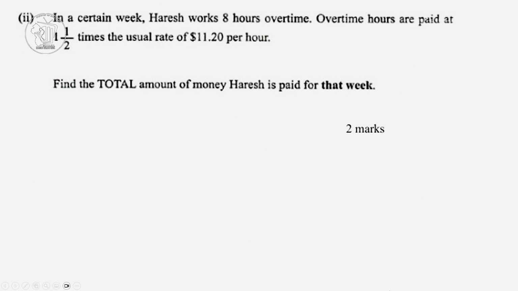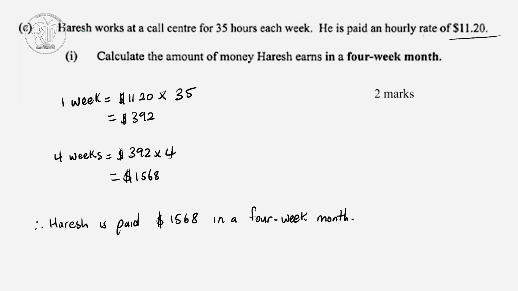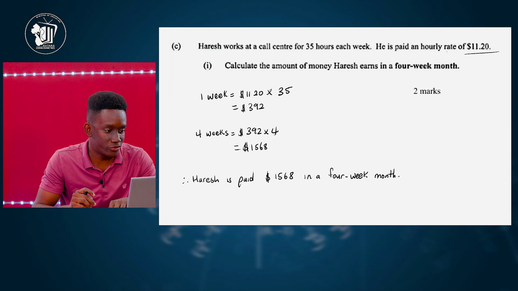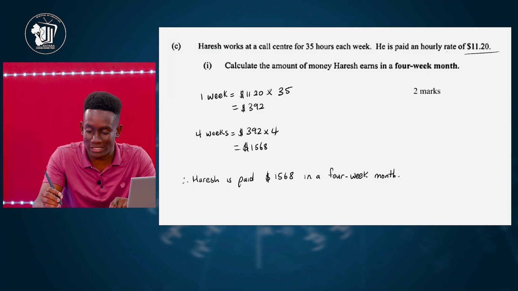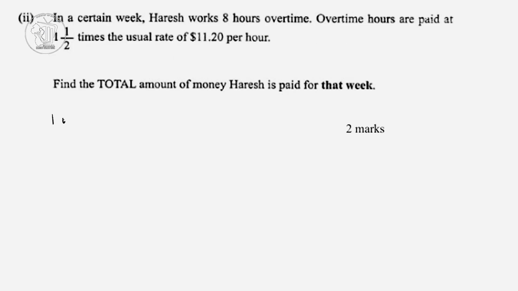The next question says, in a certain week, Harish works 8 hours overtime. Overtime hours are paid at a time and a half times the usual rate of $11.20 per hour. Find the total amount of money Harish is paid for that week. So in a certain week, he works 8 hours overtime, and we know for 1 week he is paid $392. We already calculated that here, so we don't need to calculate this again.